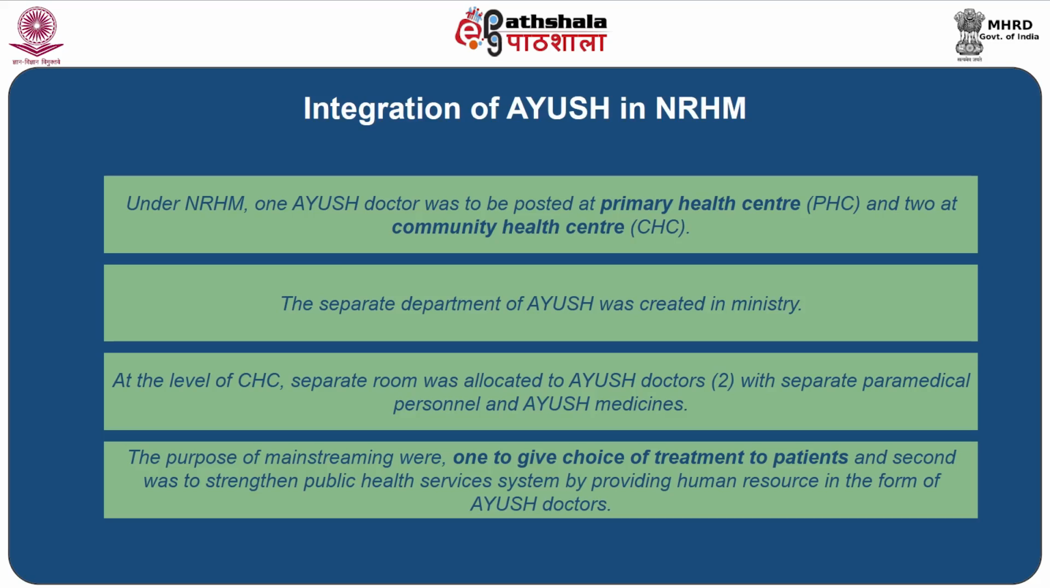Under the other infrastructure that was created, a separate Department of Ayush was created at the ministry level. At the CHC, separate allocation of space was provided to Ayush doctors with separate paramedical personnel and Ayush medicines available at the CHC. The purpose of mainstreaming was, first, to give choice of treatment to patients, and second, to strengthen the public health services system by providing human resource in the form of Ayush doctors.